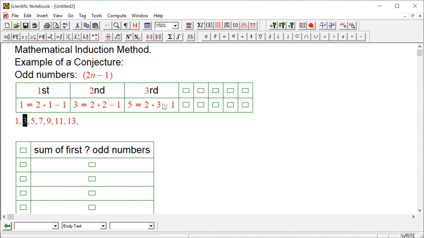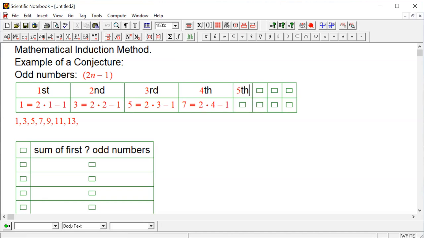For the third odd number, we take the third, n equals 3, 3 times 2 minus 1 equals 5. And the fourth one, we take the 4. We know the fourth one is 7, but 7 is also equal to 2 times 4, the fourth one, minus 1.